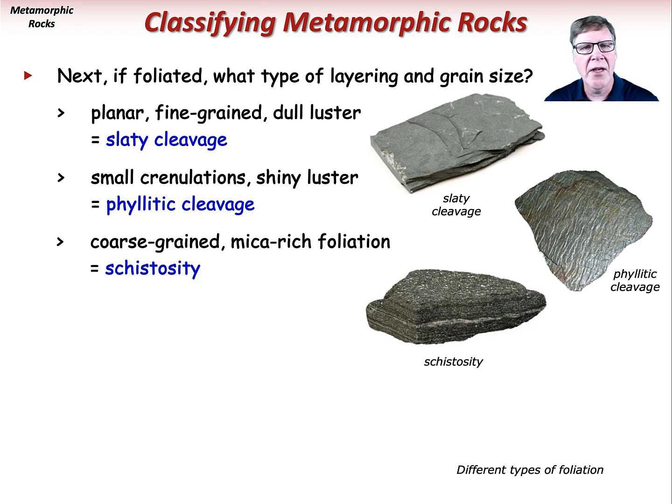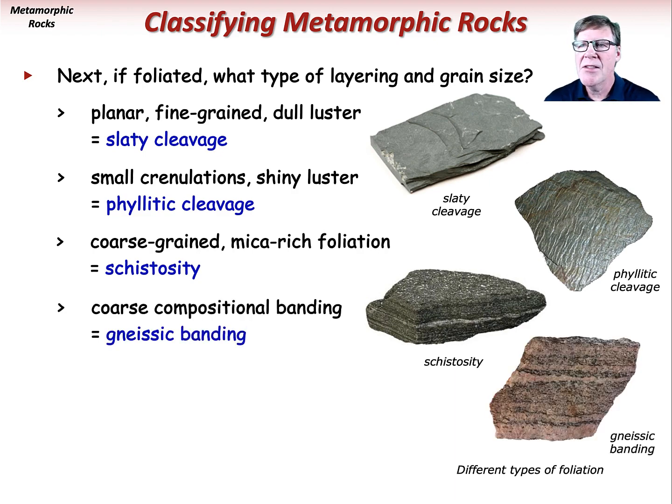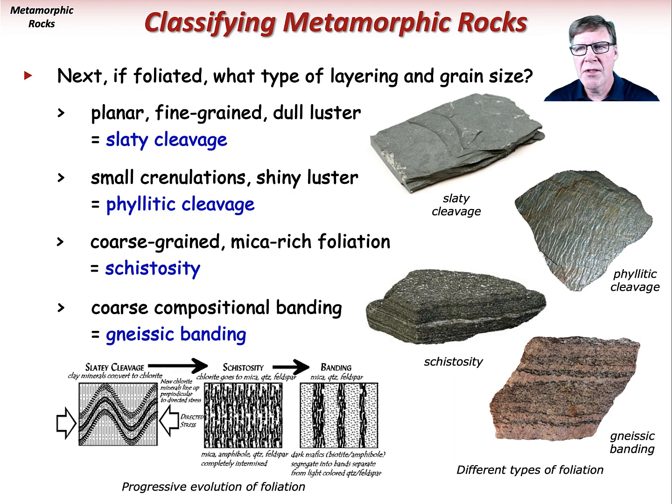Schistosity is a type of foliation formed by layering of larger mica flakes. Gneissic banding is easy to recognize as it is composed of lighter and darker compositional layering. Foliation can progressively develop different forms depending on the rock composition and metamorphic grade.